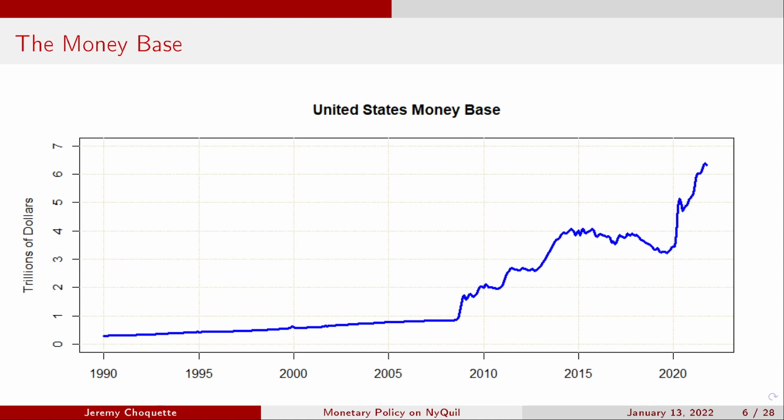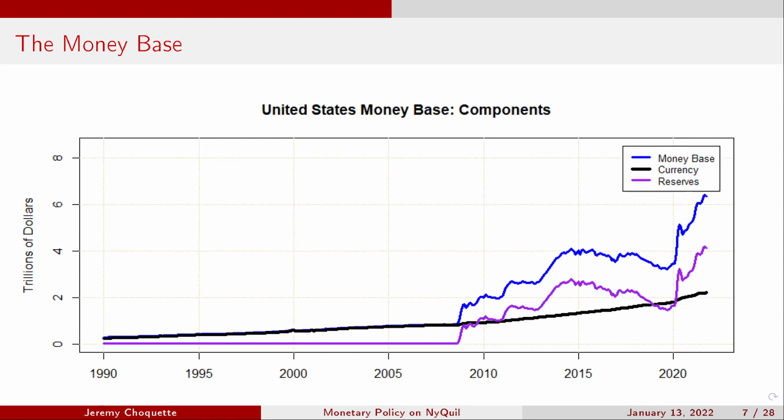If we were to break the components down, look at a graph of this, what we would see is we've got the money base, which is the total of the money base.